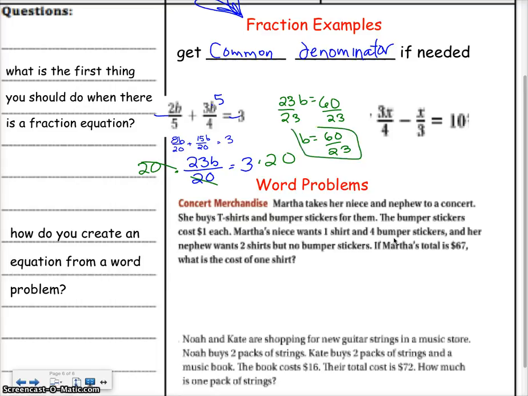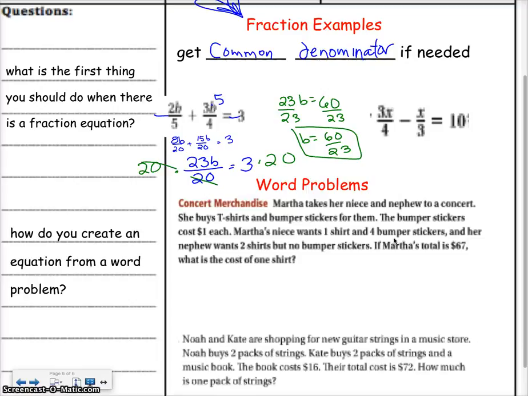Do not turn it into a decimal because it was given to you as a fraction. Leave it in proper form. These are very pixelated, aren't they? It's hard to see. They're very blurry.